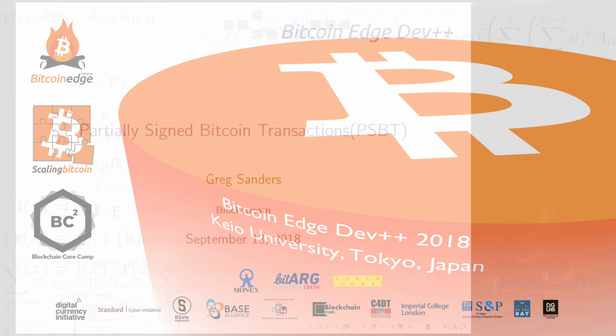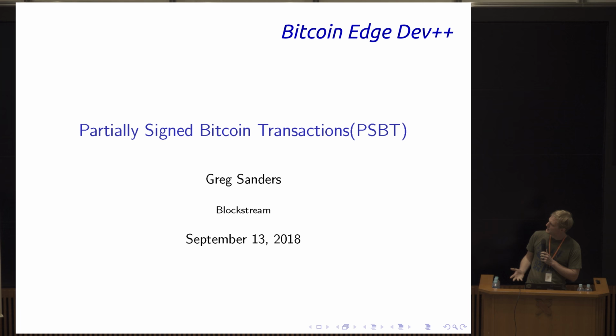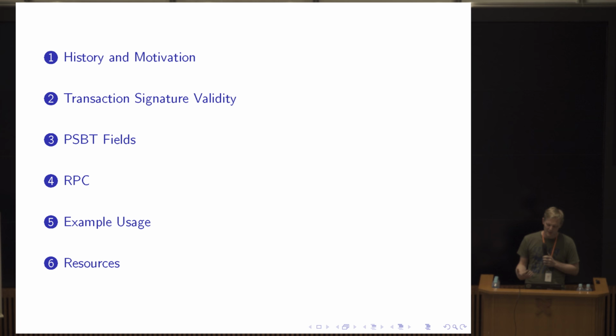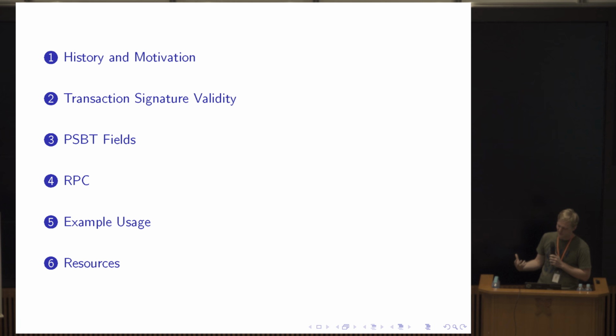So I'd like to follow up Brian's talk. He briefly mentioned this, but I can go in depth of what partially signed Bitcoin transactions is, what it gives us, and the things people are working on to put it into practice. So there's history, motivation, background of why this is important, what these things are actually doing, like what wallet software is actually doing, and then going into the nitty-gritty of PSBT itself. As well as an example, I'll do a live example, doing it live, and then some resources.